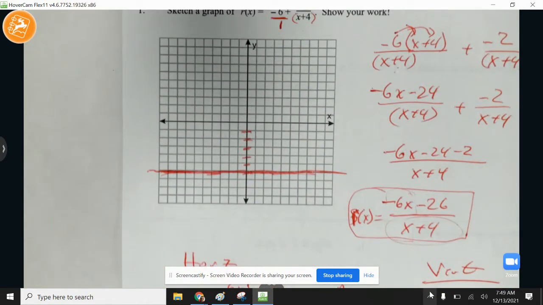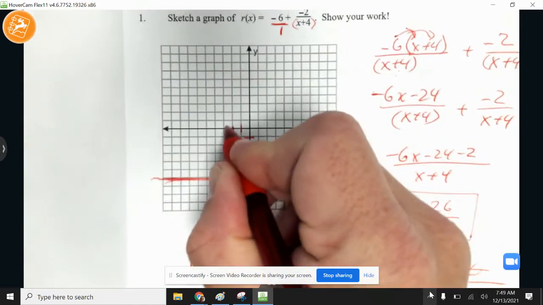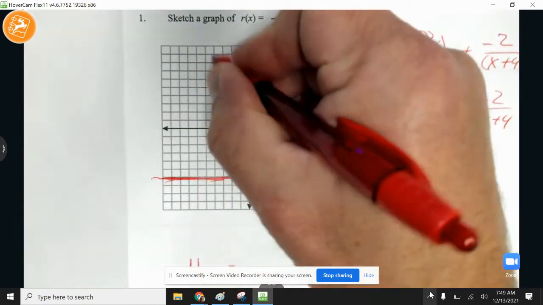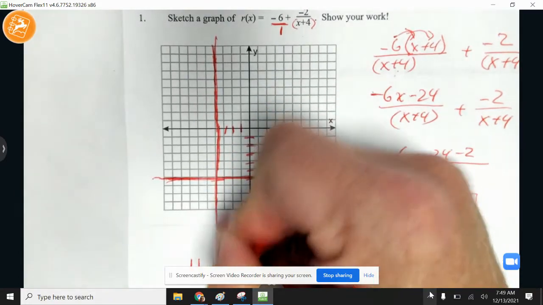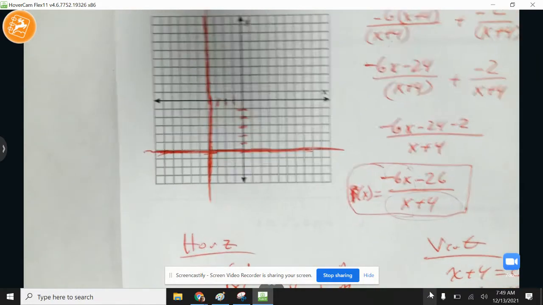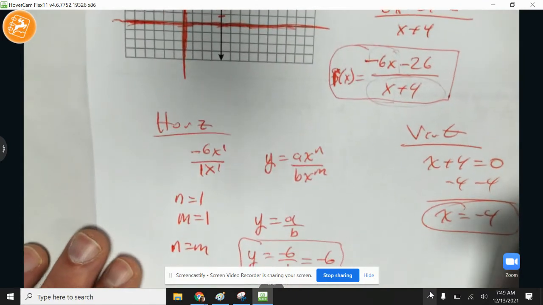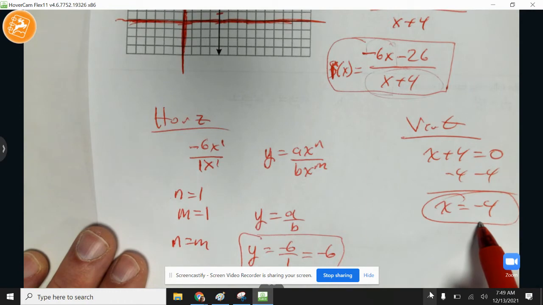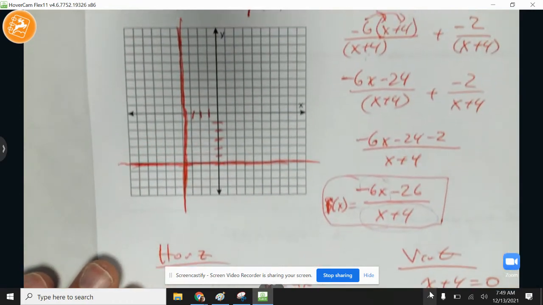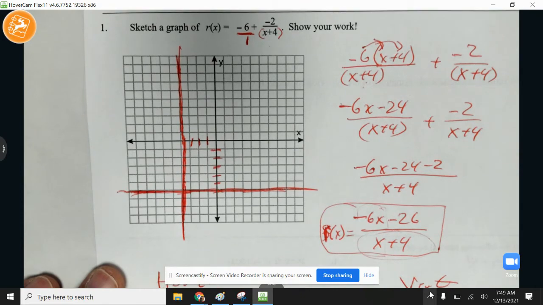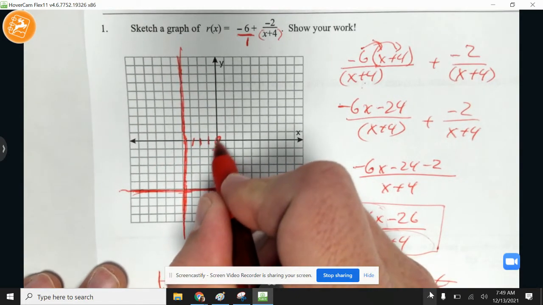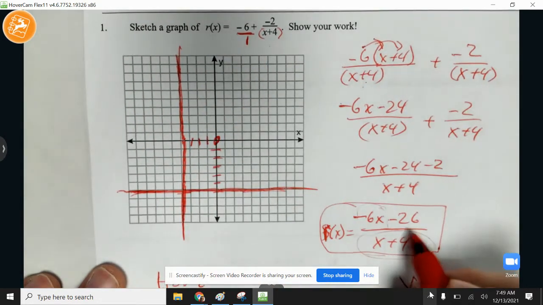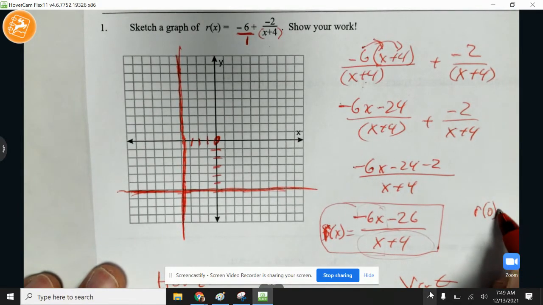So when I do that, I'm going to look here and go 1, 2, 3, 4. And I have a structure of the graph that looks like that with my horizontal at negative 6 and my vertical at negative 4. Okay, now I want to find out where my graph is going to be. So the simplest number I can pick is 0. So if I put x equals 0 in here, if I go r of 0, this goes to 0, so I get minus 26. This goes to 0, so I get 4.